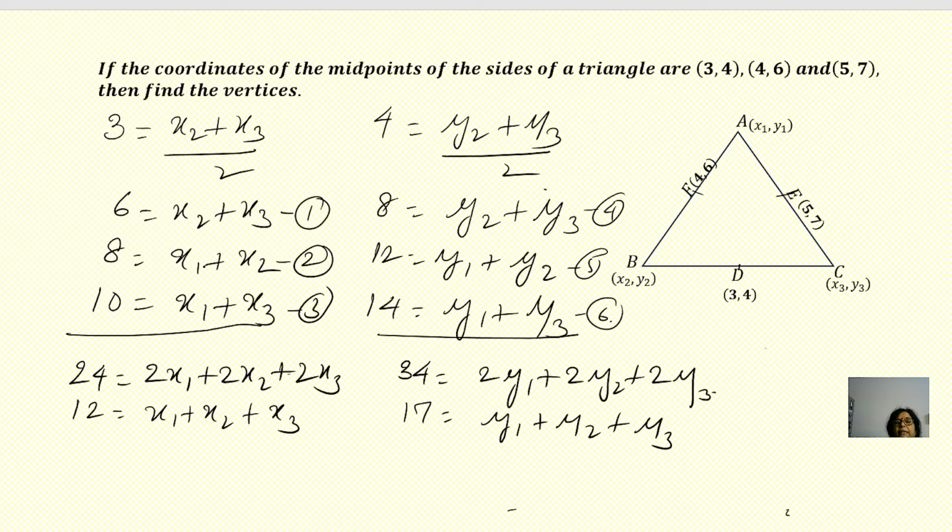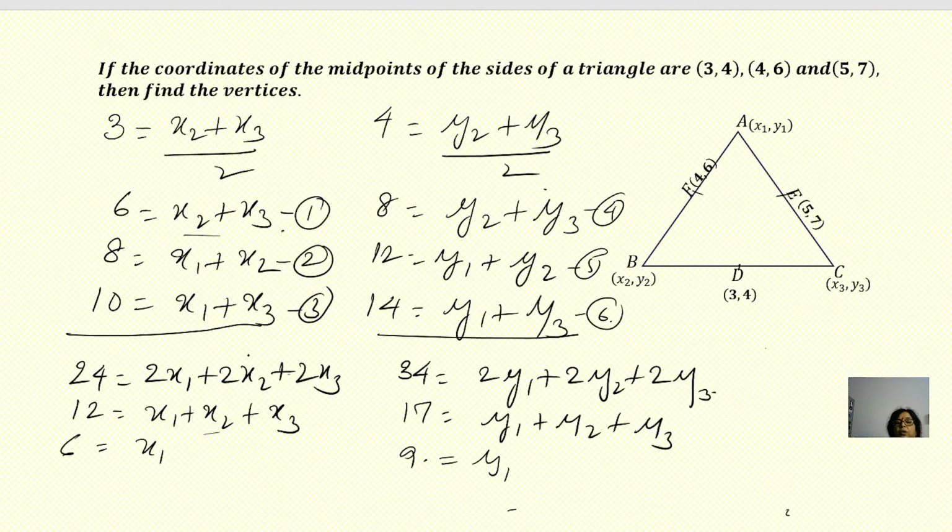So now let us take the first equation, x2 plus x3. x2 plus x3 is 6. So if I put here 6, I will get x1 is equal to 12 minus 6, that is 6. Similarly, y2 plus y3 is 8. So if I put here 8, I'll get y1 equal to 17 minus 8, that is 9.